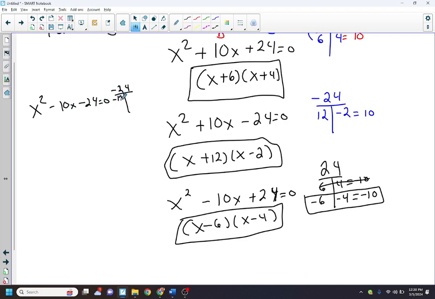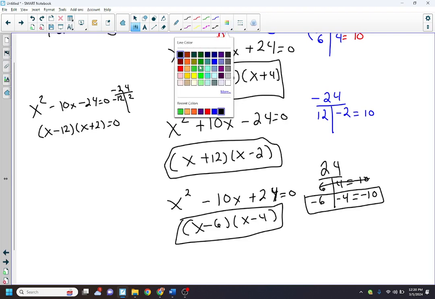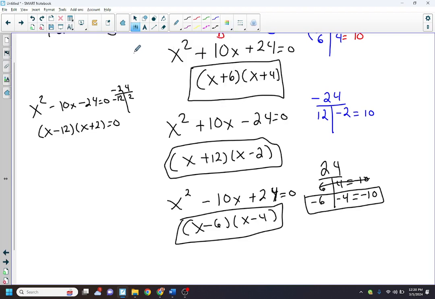In this case, negative 12 and positive 2. So x minus 12 and x plus 2. But the problem is it equals 0. Remember, if you have an equal sign or equals 0, it has to equal 0, that's first off. And if it doesn't, you make it equal 0.